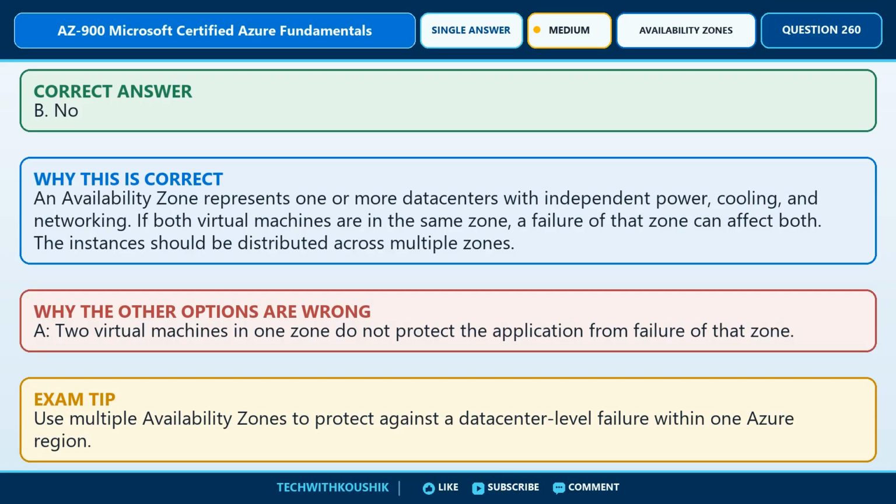In this case, choose option B, no. An availability zone represents one or more data centers with independent power, cooling, and networking. If both virtual machines are in the same zone, a failure of that zone can affect both. The instances should be distributed across multiple zones. Now let's rule out the other options. A. Two virtual machines in one zone do not protect the application from failure of that zone. Here's a useful exam tip. Use multiple availability zones to protect against a data center level failure within one Azure region.